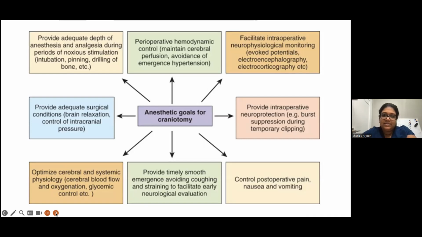So to summarize the anesthetic goals for craniotomies, we would want to provide adequate surgical conditions, so brain relaxation and control of intracranial pressures; provide adequate depth of anesthesia and analgesia during periods of noxious stimulus, like intubation, pinning of the skull, and drilling of the bone; perioperative hemodynamic control, so maintain cerebral perfusion and avoid emergent hypertension; provide intraoperative neuroprotection with burst suppression during temporary clipping; control postoperative pain, nausea, and vomiting; provide timely, smooth emergence, avoiding coughing and straining, to facilitate early neurological evaluation; and optimize cerebral and systemic physiology, such as cerebral blood flow, oxygenation, and glycemic control.